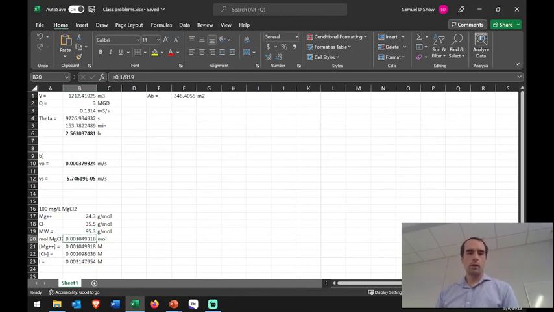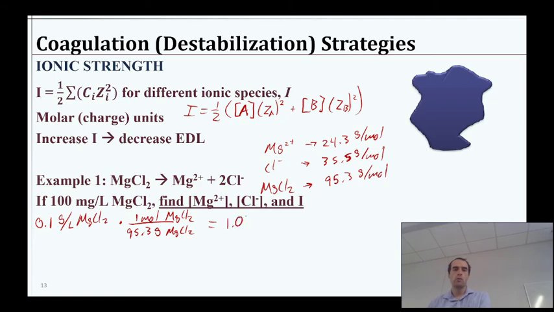That should give us a value of 0.001 with some decimal places. So we'll just say 1.05 times 10 to the minus 3 moles MgCl2 per liter. Okay. From here, we can say there's 1 mole of MgCl2 per 1 mole of Mg2+. So the molar concentration of Mg2+ should be equal to exactly what we just calculated, 1.05 times 10 to the minus 3rd moles per liter, which you can also write as capital M.